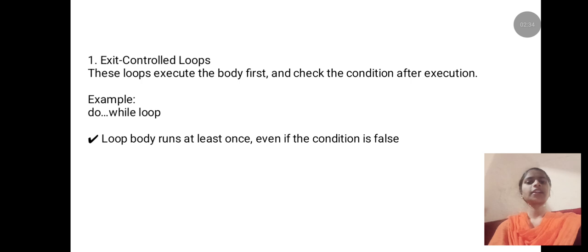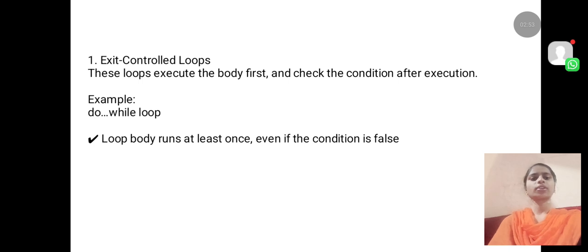There are two types of iterative statements. First one is exit control statements. These loops execute the body first and check the condition after the execution. In these statements the condition will be checked after the execution of statements, and the statements will be executed at least one time. For example, for exit control loops, do while loops. Loop body runs at least once even if the condition is false.